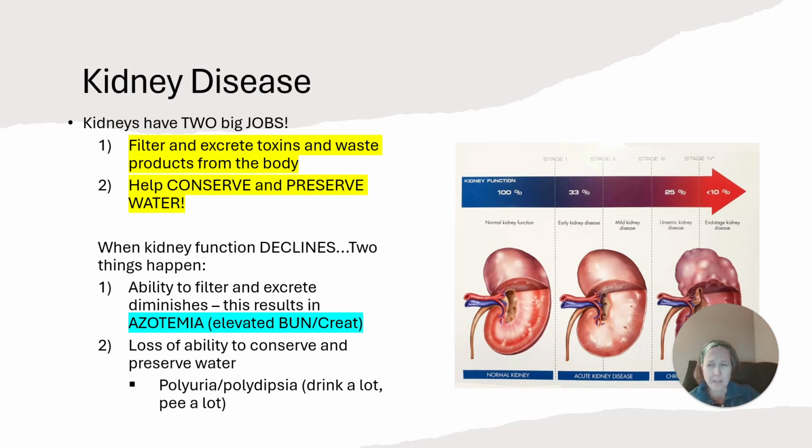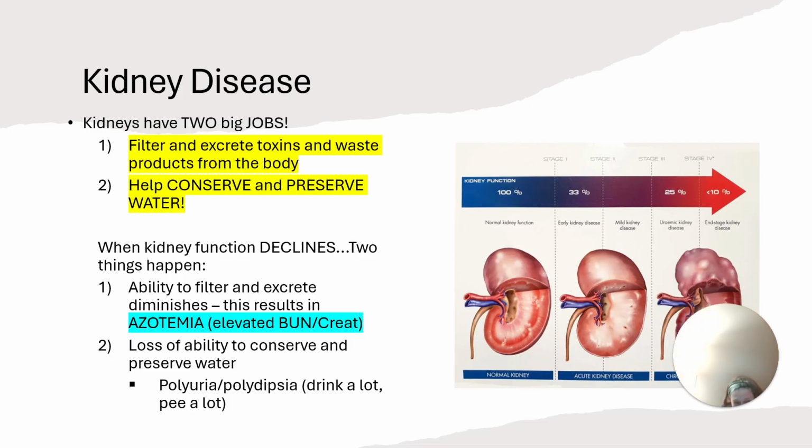Many of you may have had pets that had some form or fashion of kidney disease. I encourage you to think about the kidneys as having two big jobs in the body. One is to filter and excrete toxins and waste products from the body. Number two is to help conserve and preserve water. Your kidneys functioning well are a big part of why we don't get dehydrated.